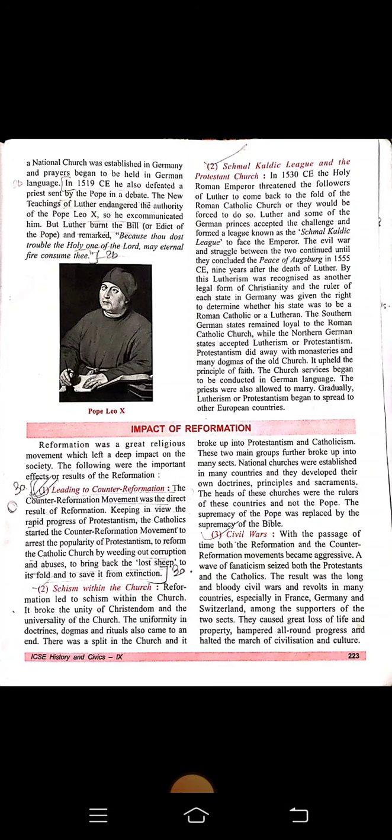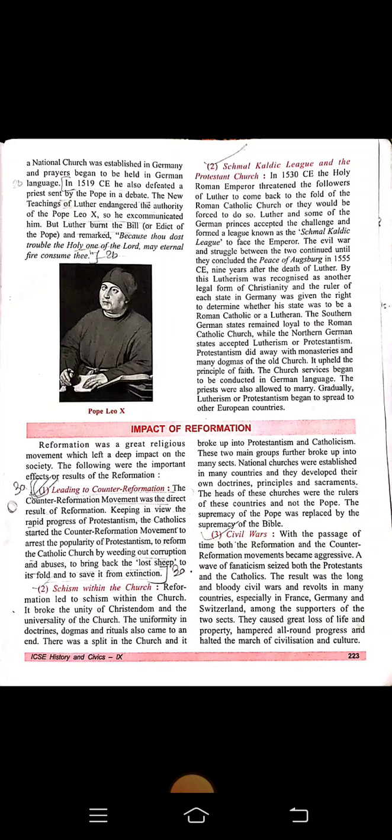So Christianity is also having two sects from this part. Impact of the Reformation leading to the Counter-Reformation. As the Reformation movement started, on the other side the Counter-Reformation movement was also started by the Catholics. The Counter-Reformation movement was a direct result of the Reformation. Keeping in view the rapid progress of Protestantism, the Catholics started the Counter-Reformation movement to address the popularity of Protestantism, to reform the Catholic Church by weeding out corruption and abuses, to bring back the lost sheep to its fold, and to save it from extinction.